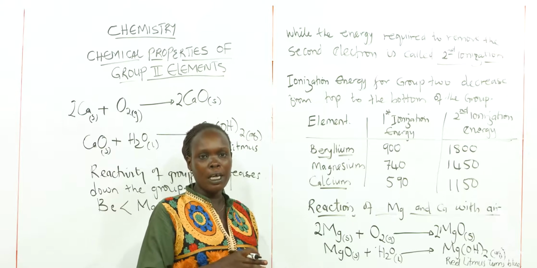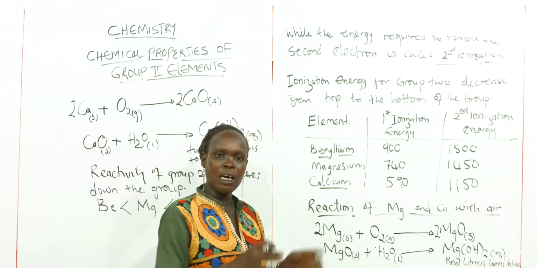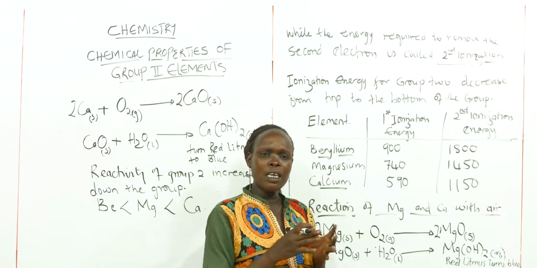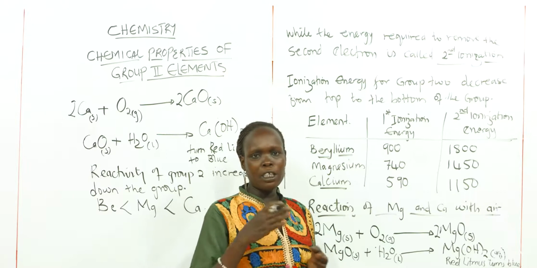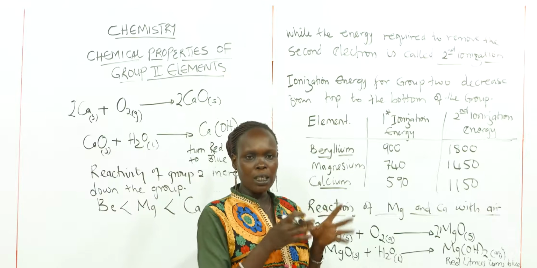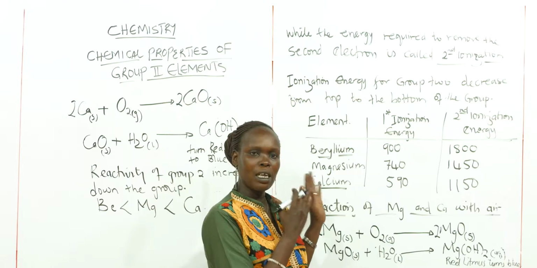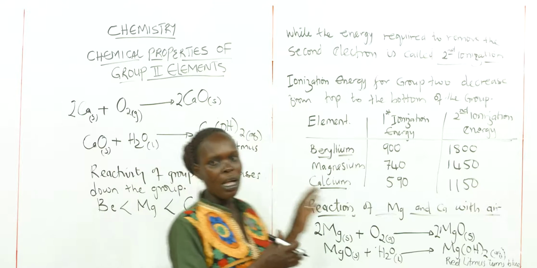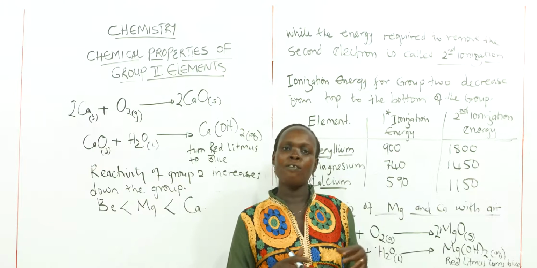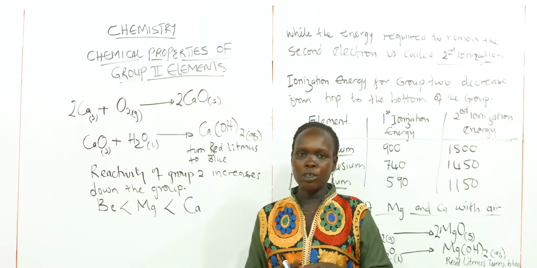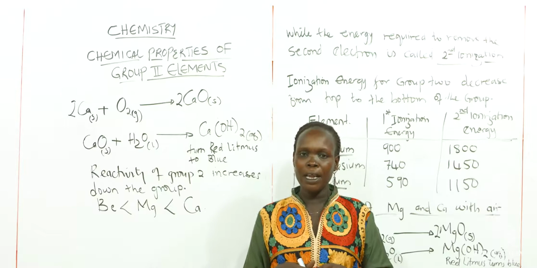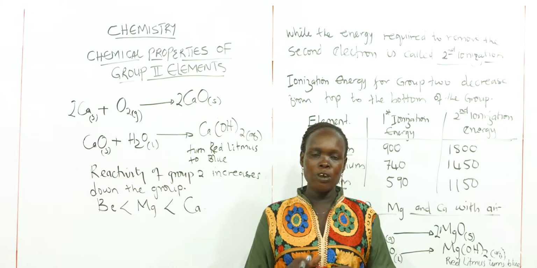group 2 elements. We know that they are very reactive compared to the rest of the elements in the periodic table. The most reactive elements are those at the left hand side of the periodic table, and the less reactive ones are at the far right hand side of the periodic table. So here we consider them as electropositive elements.